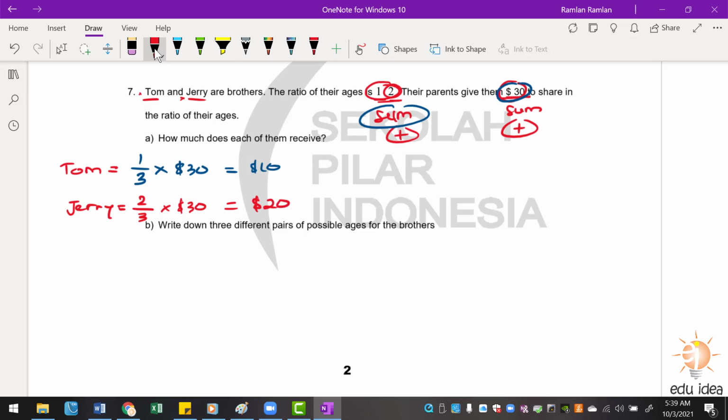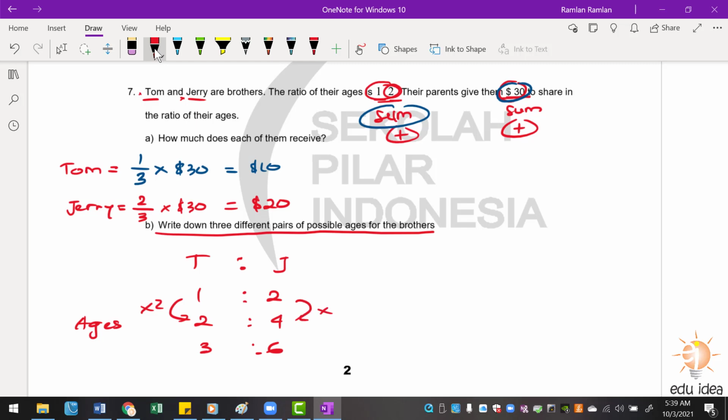For question B, I write down 3 different pairs of possible ages for the brothers. Okay, so here we know that Tom and Jerry have a ratio of ages of 1 to 2. So the possible ages they have can be just 1 year and 2 years, or maybe 2 years with 4 years, or maybe 3 years with 6 years, right? So we do the same thing as a ratio. If I multiply this by 2, I'm also multiplying this by 2. If I multiply this by 3, I'll also multiply this by 3.